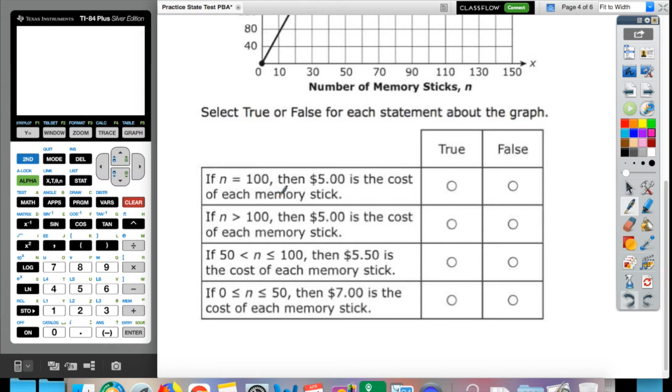So what is this asking for? There's keywords you need to know. For slope, you have keywords that tell you you're looking at slope. You have per, each, and every. Those are the 3 basic words you'll see for slope. If you see those, we know it is asking for slope. So because it says the cost of each memory stick, this is asking for our slope. So we need to find the slope of the line where n is 100.